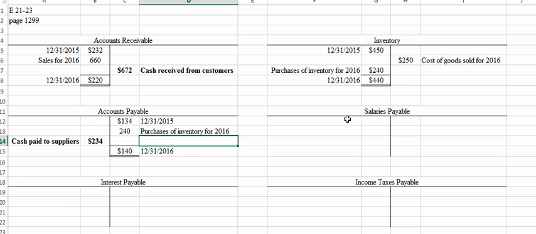Alright, let's keep moving. On salaries payable, we're going to get cash paid to employees. Well, let's first look for the salaries payable balance. Like accounts payable, it's going to be a credit balance. $86 at the end of 2015.